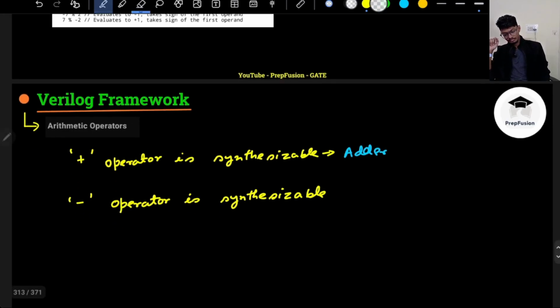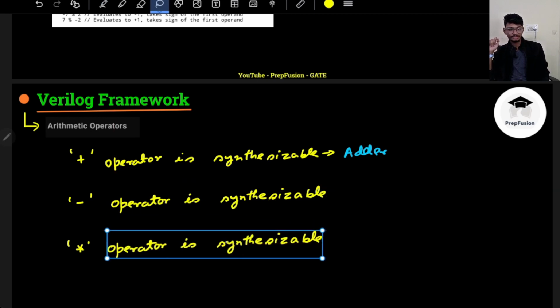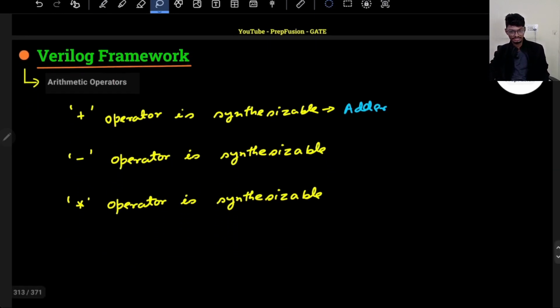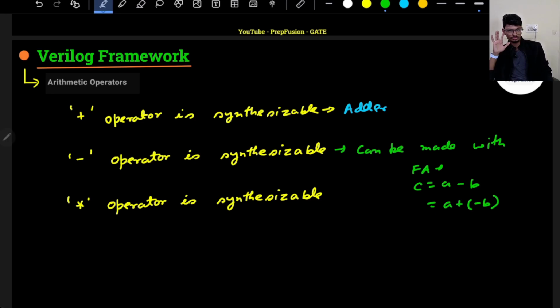Multiplication is also synthesizable. What is multiplication? Repeated addition, right? Multiplication is repeated addition, so it is synthesizable. It is a combination of full adders. Basically, if you write c equals a plus b, then for a minus b you can write c equals a plus minus of b. So you convert b to negative and then you perform the addition. That we can do.